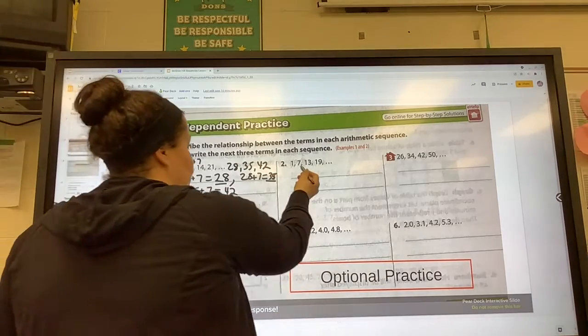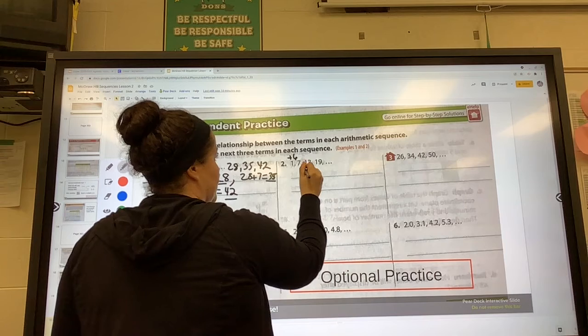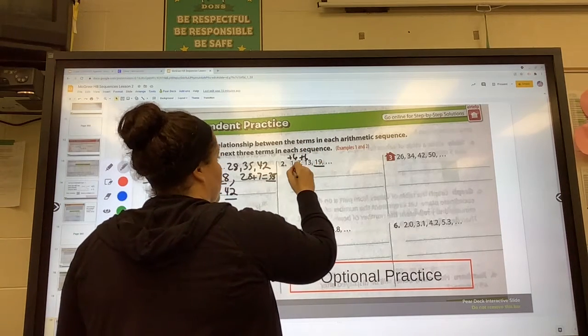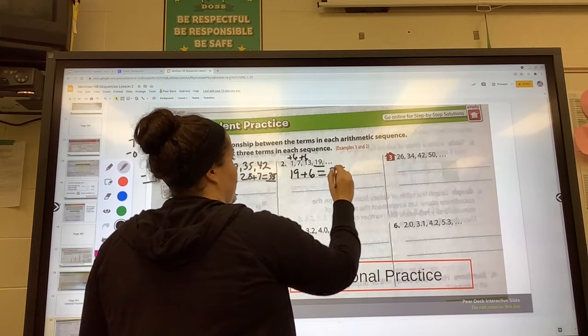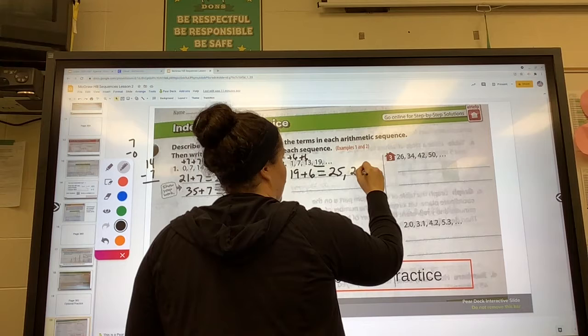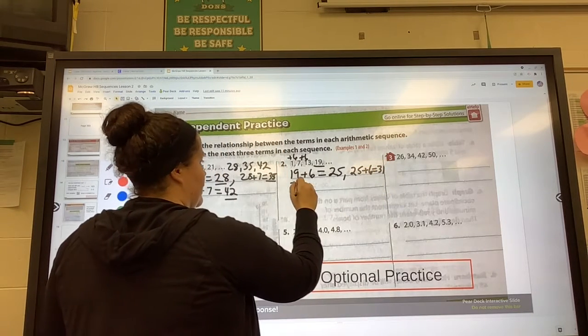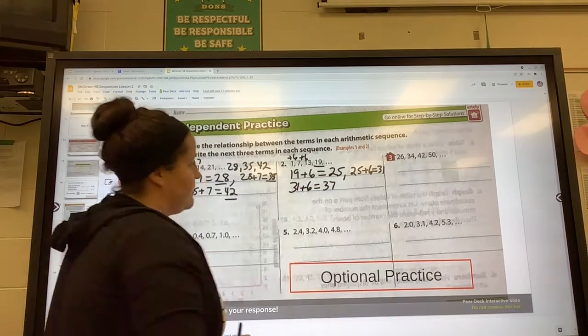Okay. Same thing, what's happening here? It looks like the difference between those is 6, plus 6, plus 6, plus 6. Okay, so I'm going to take my last term, 19, and add 6. And I'll get 25. Then I'm going to take that term and add 6, and I'll get 31. Then I'll take that term and add 6, and I'll get 37.